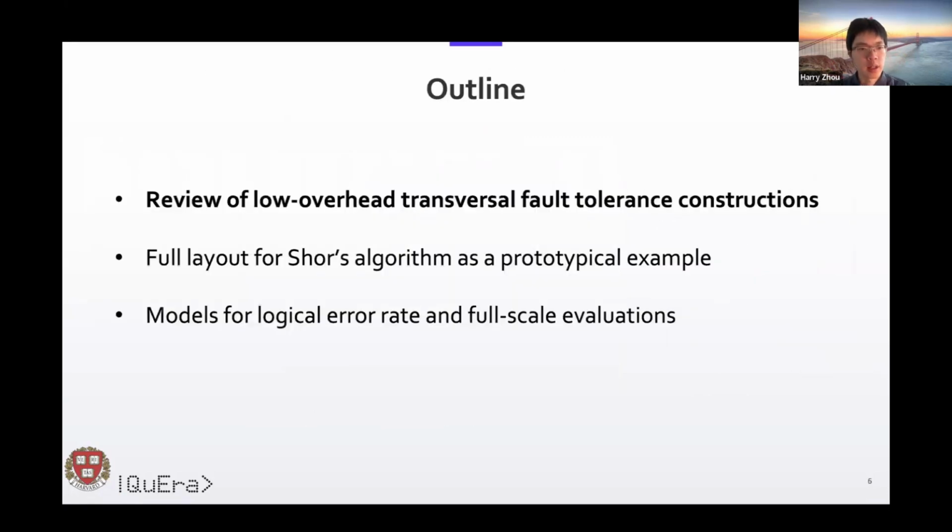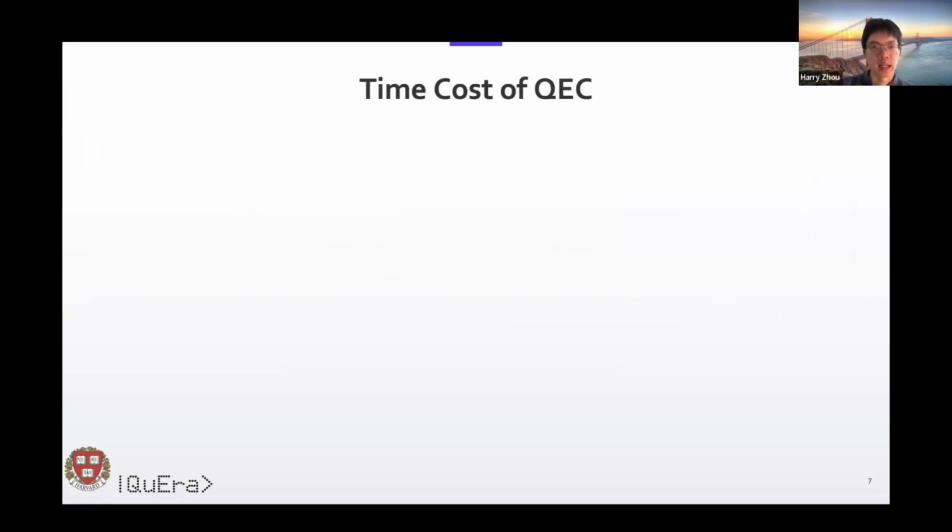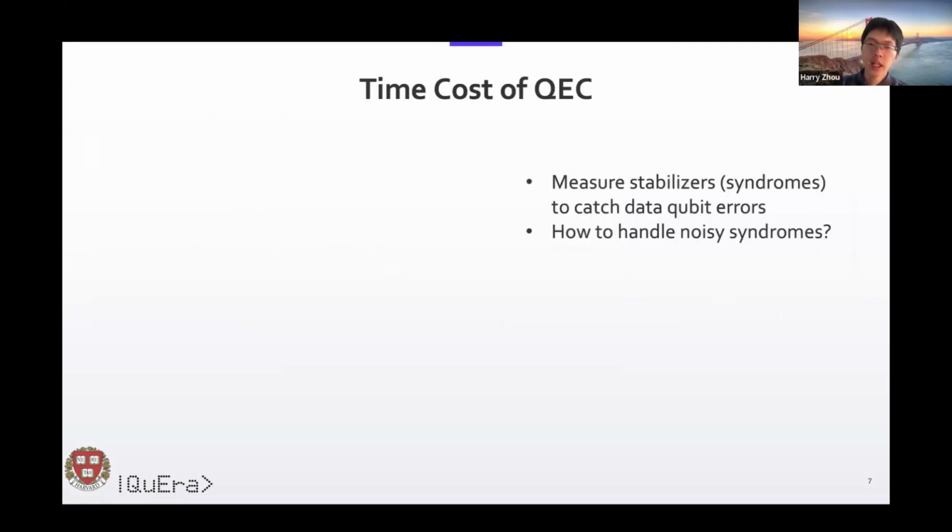Okay, so first I'll tell you a little bit about our transversal fault tolerance constructions, since that underlies much of the resource estimations that I'll be telling you about. So to think about this logical clock speed being a lot slower than the physical clock speed, of course, we first want to understand where that arises from.